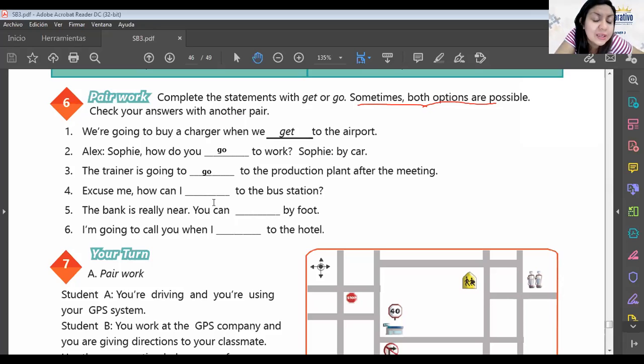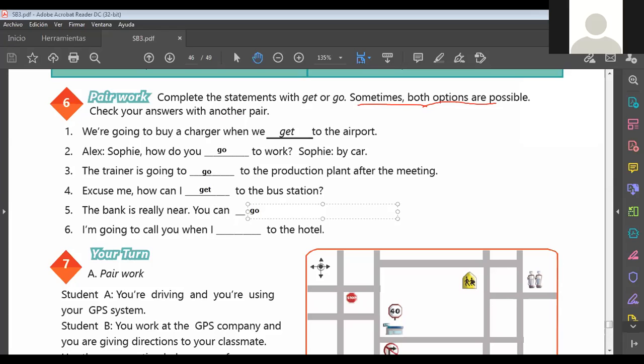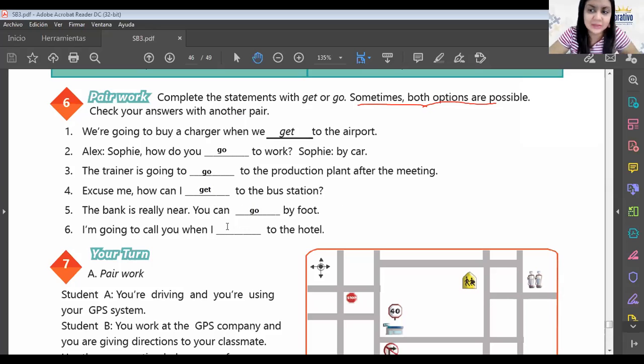Excuse me, how can I get? Ajá, ¿cómo llego? How can I get to the backstage? Number five, the bank is really near. You can go by foot. Puede irse caminando a pie. Number six, I'm going to call you when I get. Exactly. Ay, get. Ya pueden. You can do it. When I get to the hotel. Excellent.